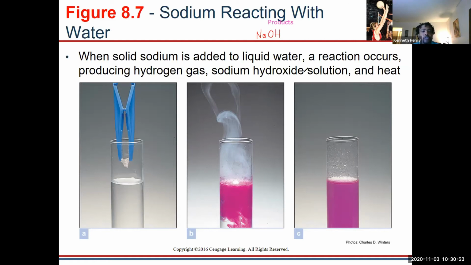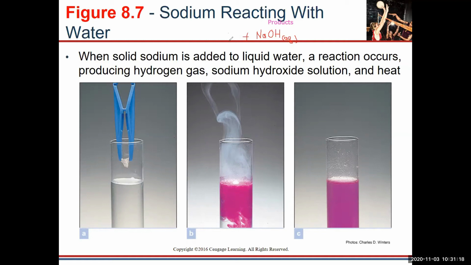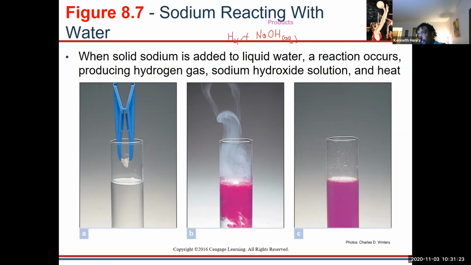Anytime you see the term solution, that basically means it's in water. So we're going to put (aq) in subscript, and that's an aq, not an ag. You also told me we produce hydrogen gas. What does hydrogen gas look like? H2. And we're going to put g for gas. And we said heat, right?